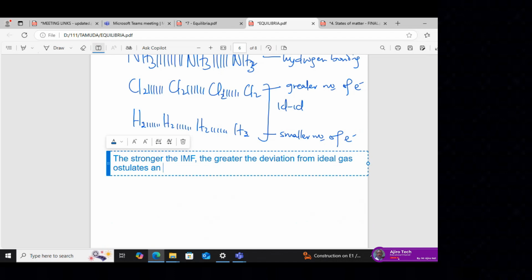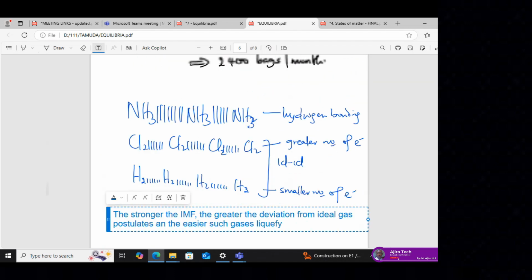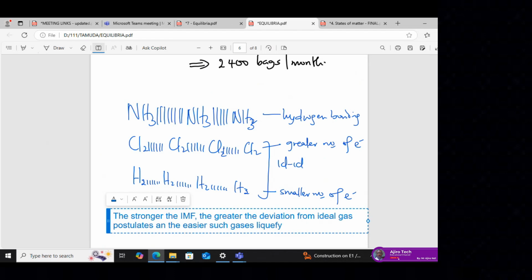and the easier such gases liquefy, turn to liquid. Is that okay? Gases that deviate from kinetic theory liquefy earlier than those that do not deviate from it. The stronger the intermolecular forces, the greater the deviation from ideal gas postulate, and the easier such gases liquefy. Do you get the point now? So if you apply the same pressure to hydrogen, nitrogen and chlorine, because ammonia is the one that deviates most, it turns to liquid first.